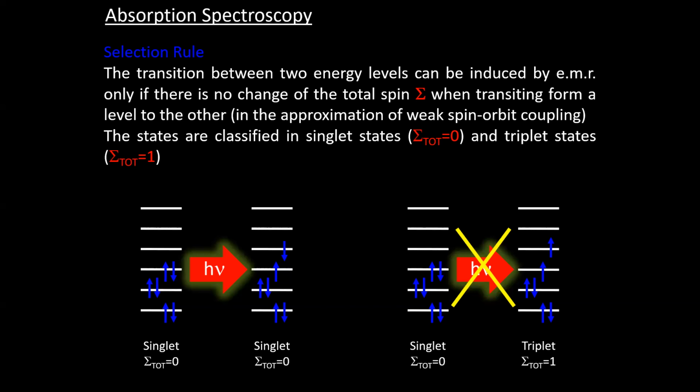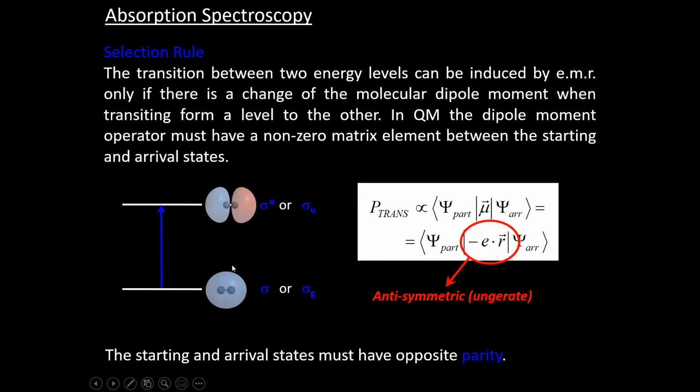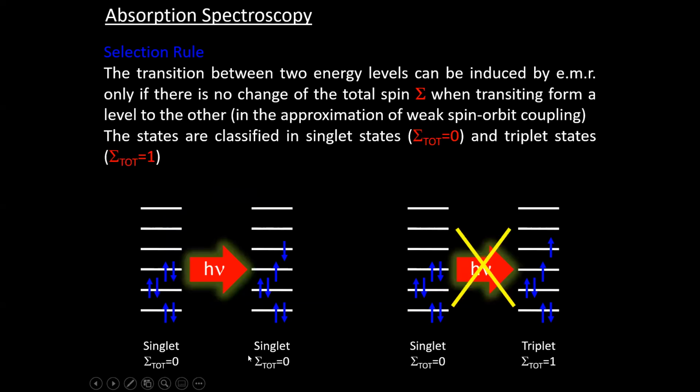So when we shall study absorption processes in the next slides, we have to keep in mind that the energy of light must be equal to the energy difference. The parity of the states from which you leave and where you arrive must be opposite, and you have to preserve spin. These are the so-called selection rules.